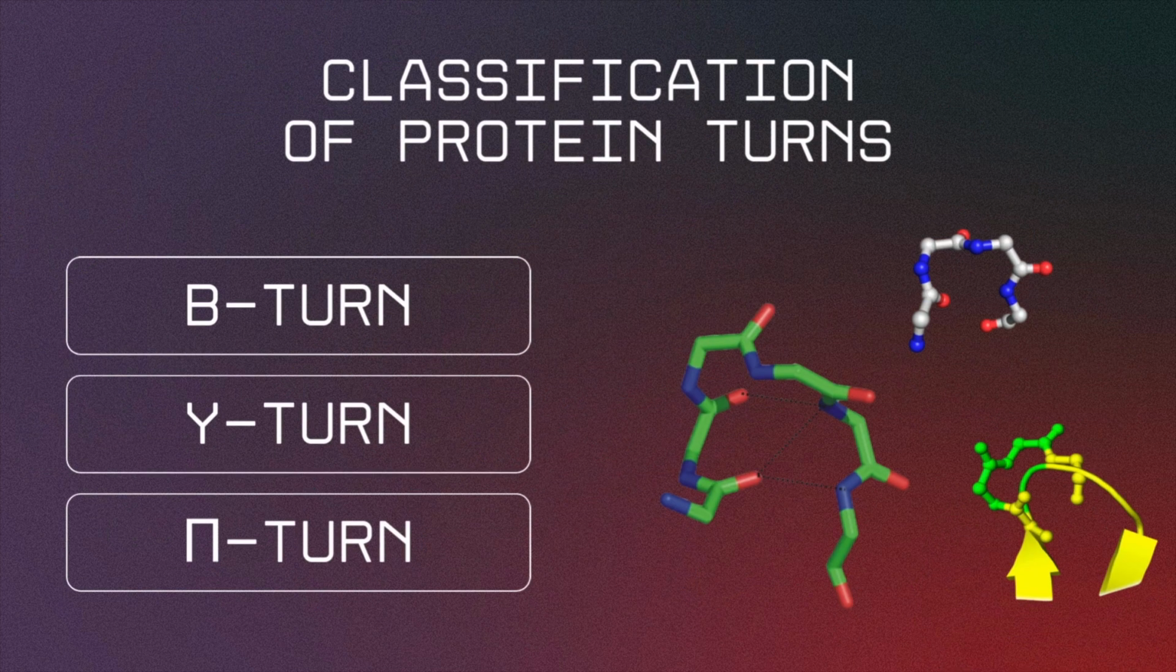Classification of protein turns. Let's now classify. We have beta turns, the most common, and gamma turns, which are tighter and least frequent. Next are pi turns. They are broader and rare. Each of these differs in length, hydrogen bonding, and tightness of the bend they introduce.